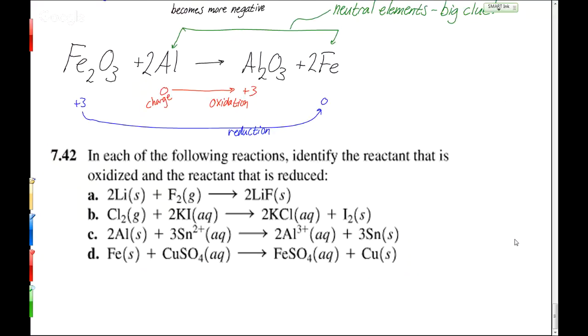All right, so we've got some different reactions. And in each case, we want to identify what is oxidized and what is reduced. So see if you can take a look at those reactions and think about what is losing electrons and what is gaining electrons. That is, what's becoming more positive, what's becoming less positive, more negative. And see if you can decide which of the two reactants is oxidized and which one is reduced in those 4 reactions.